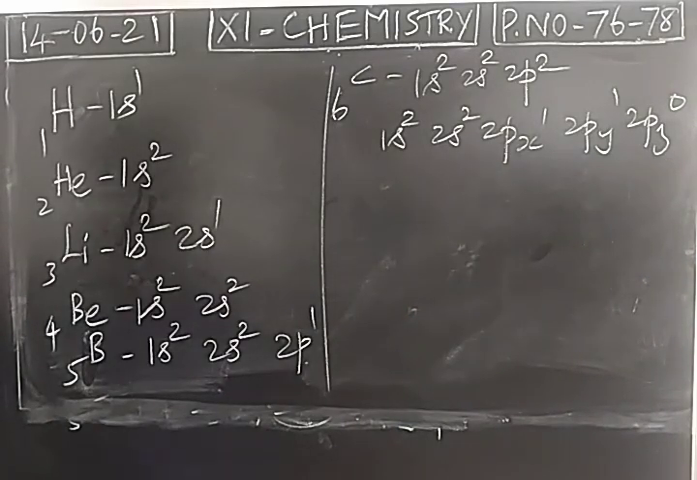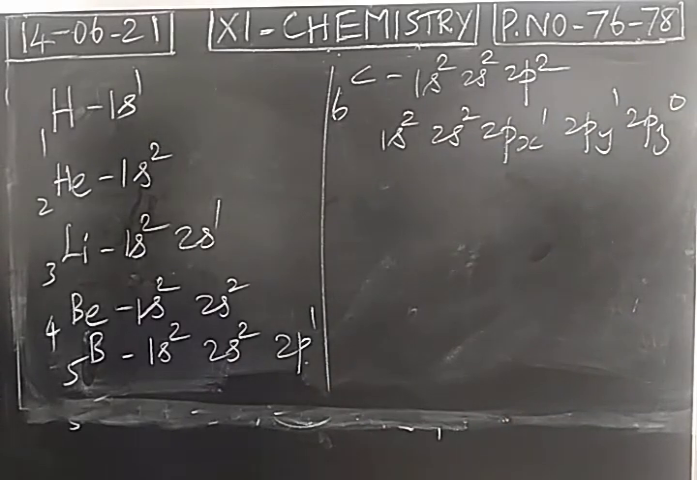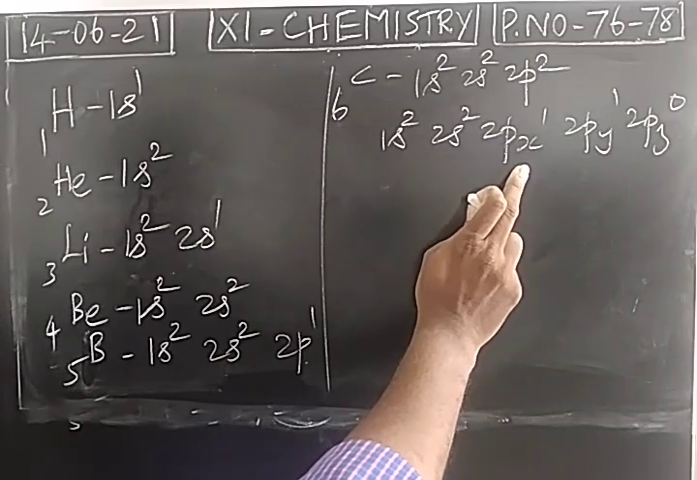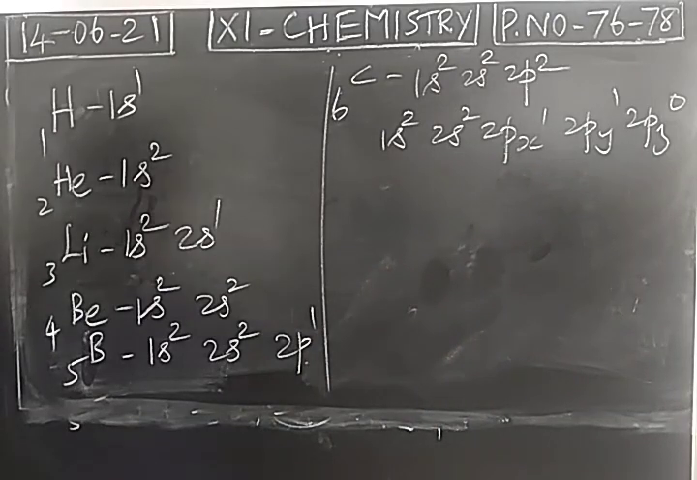Now you can ask a question, why are these 2 electrons placed in separate 2p orbitals? The maximum number of electrons present in an orbital is 2. Why are these 2 electrons not placed in the 2px orbital? So we have to explain this based on Hund's rule that we will discuss later. Okay, Hund's rule.